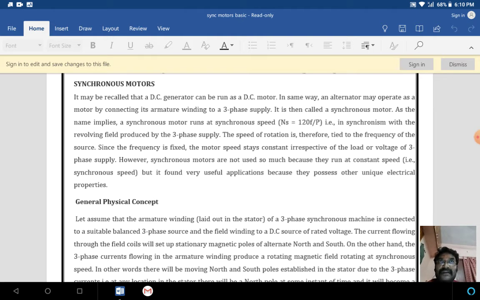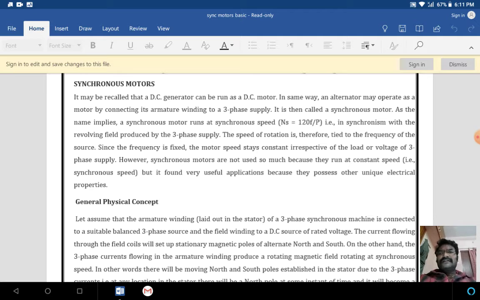Here, stator speed is nothing but the speed of the rotating magnetic field which is generated in the stator. The speed of the rotating magnetic field generated in the stator and the speed of the rotor are equal. Suppose 1500 is the speed of the RMF, rotating magnetic field, then the speed of the rotor and the machine is also 1500 rpm. That's why this type of machine is called a synchronous machine.